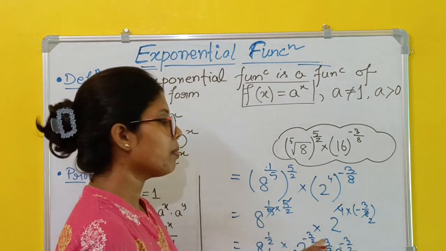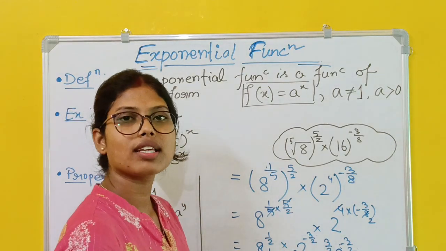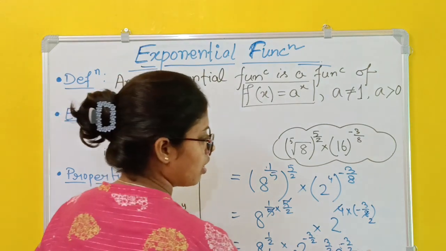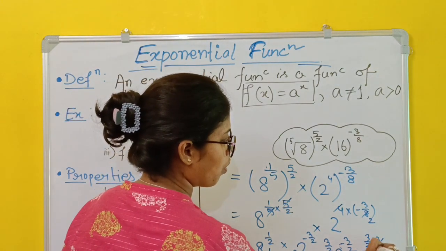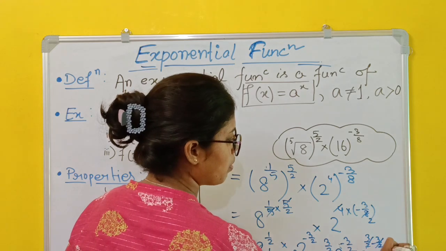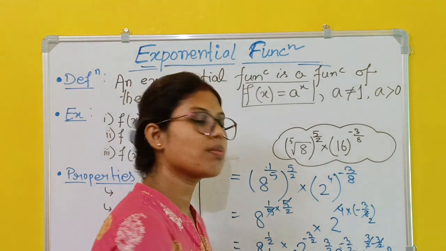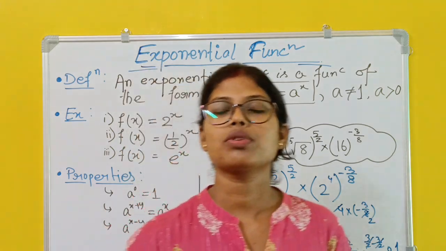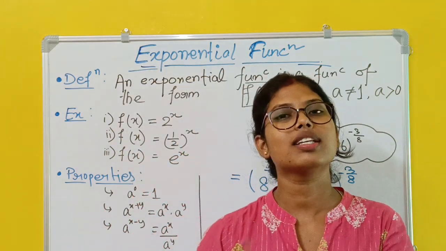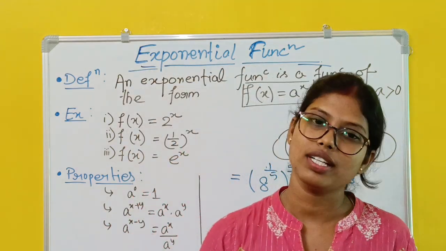Now a to the power x into a to the power y is a to the power x plus y. So 2 to the power 3 by 2 minus 3 by 2 got cancelled out. 2 to the power 0. Again, something to the power 0 is 1. So all the properties of exponents here got used in a single example. Okay, all the best.